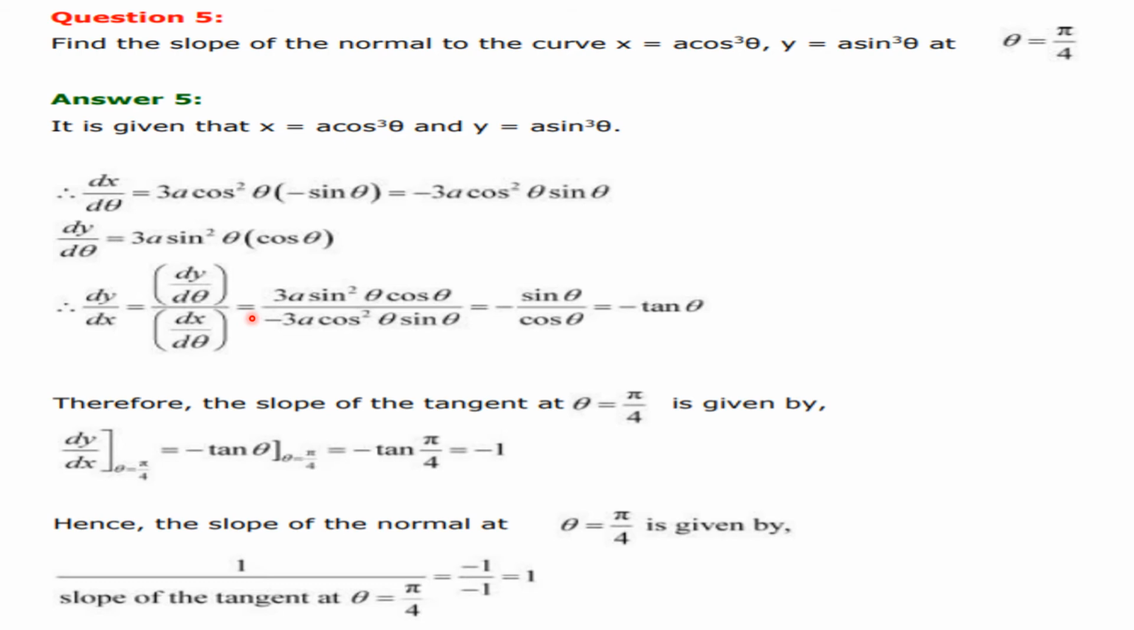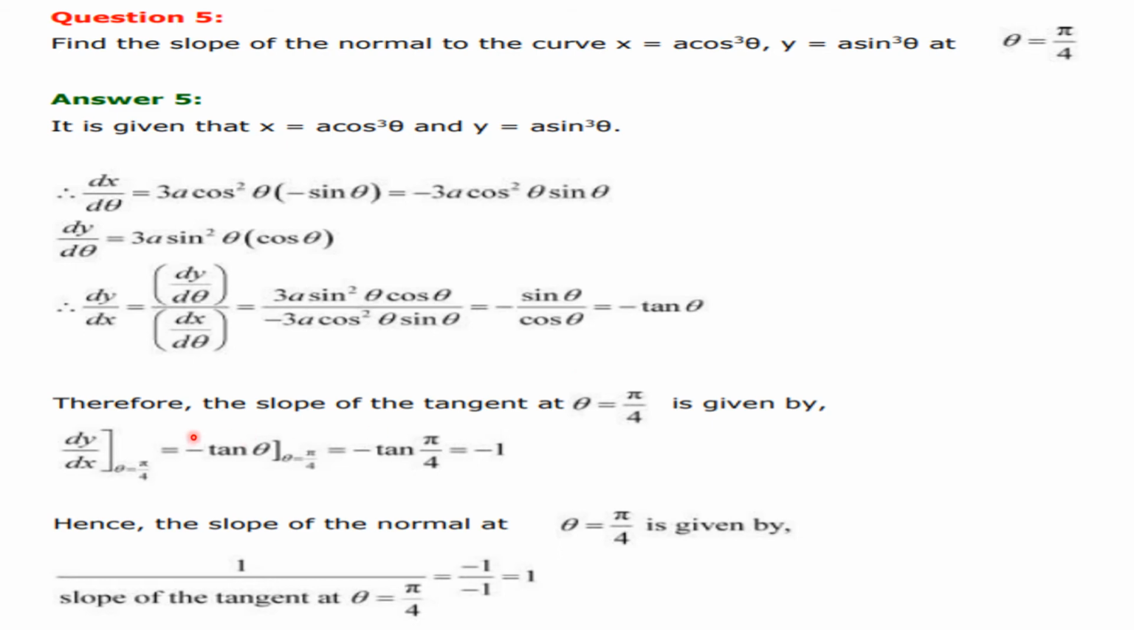That is equal to 3a sin square theta cos theta, which is dy by d theta, substituted in the numerator, divided by dx by d theta, minus 3a cos square theta sin theta, substituted in the denominator. Here 3a gets cancelled. One sin theta gets cancelled in the numerator, and in the denominator one cos theta gets cancelled. What will you get finally? Minus sin theta by cos theta. What is the value of sin theta by cos theta? That is tan theta.